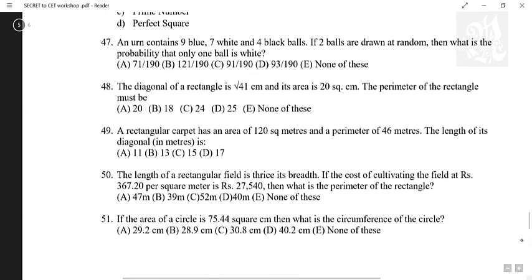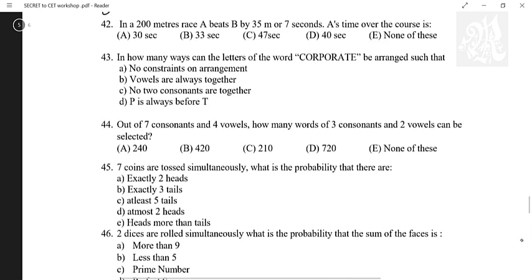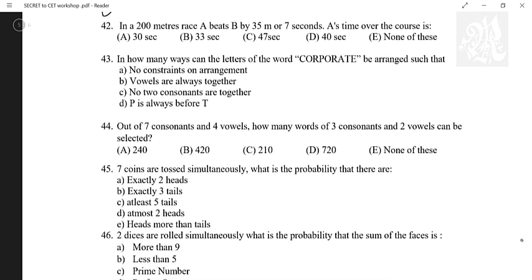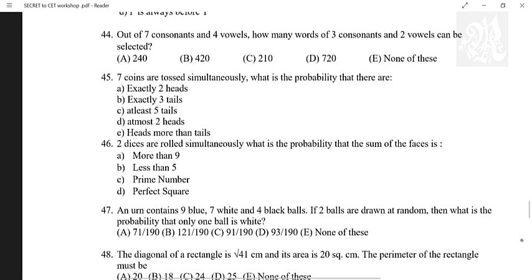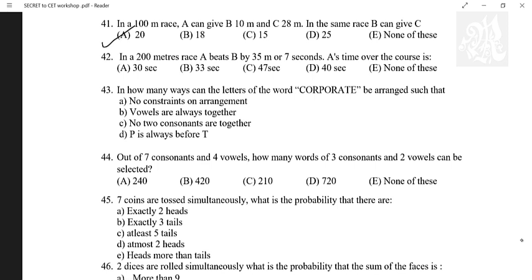Let's move to a very important concept, and two very important topics actually. One is permutation combination, and the other one is probability. After that we'll do mensuration. Have a look at this.